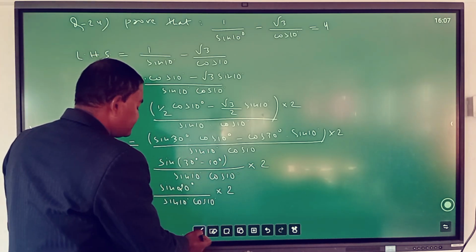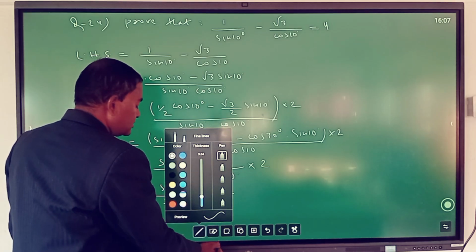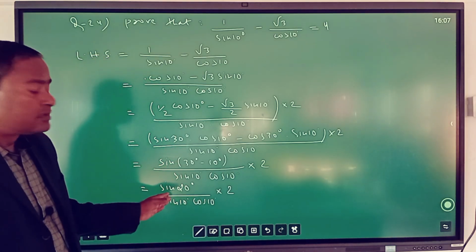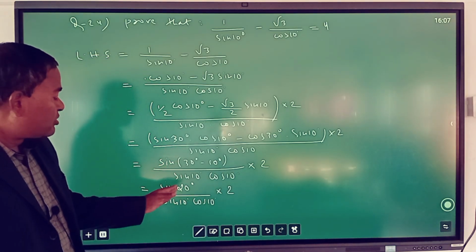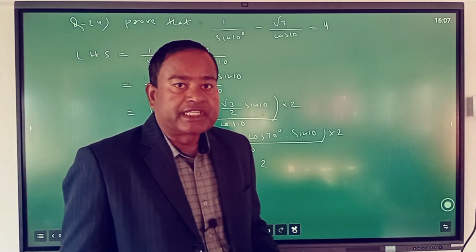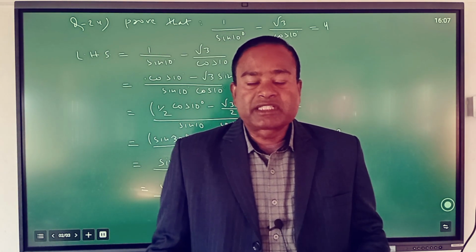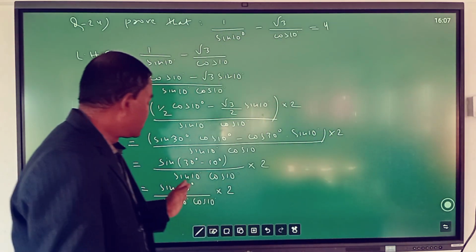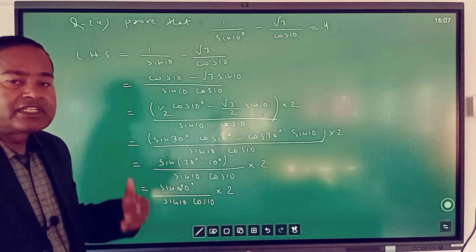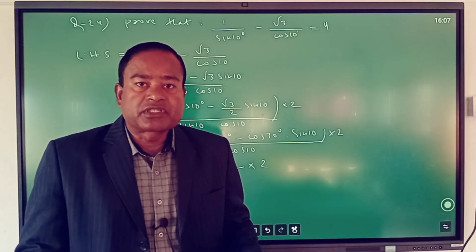Dear students, now the upper term we have got is sin 20 degrees. So now we are going to change this into a multiple angle. We know that 20 degrees is a multiple of 2. So we can write 20 degrees as 2 times 10 degrees.